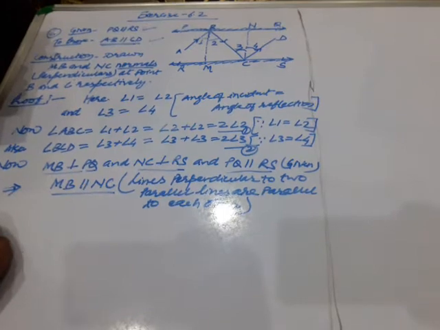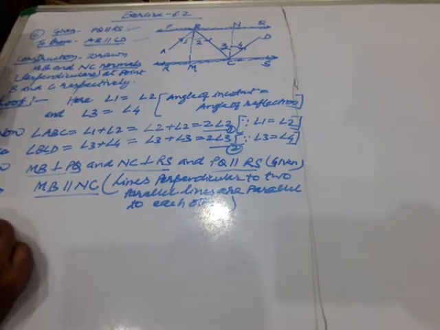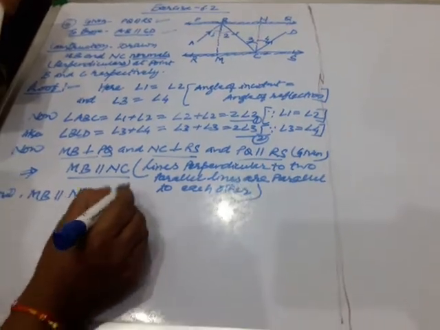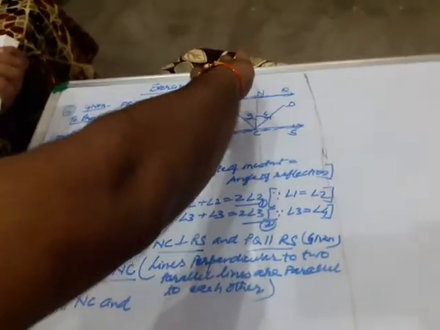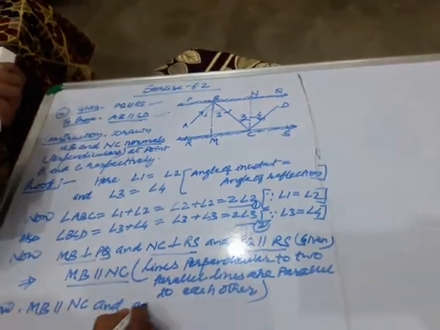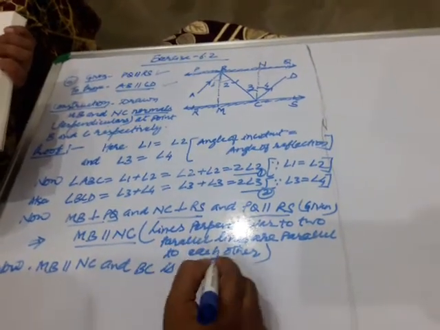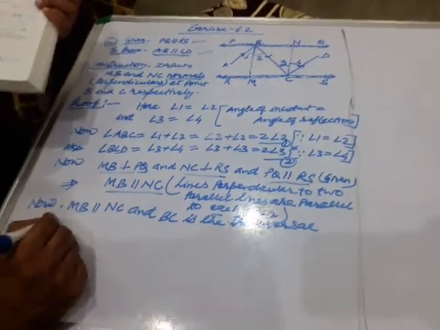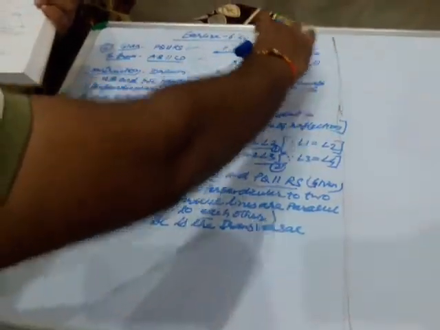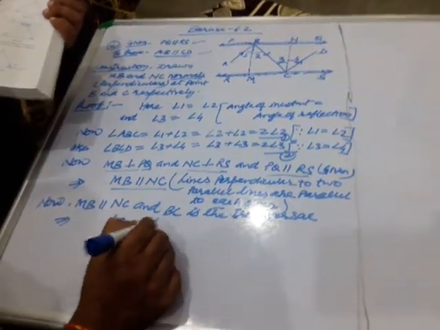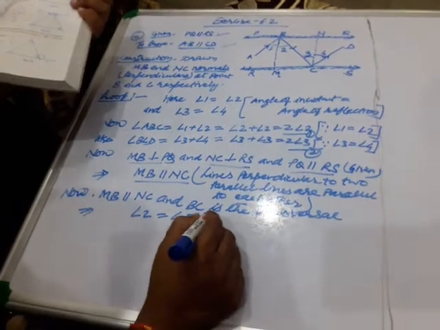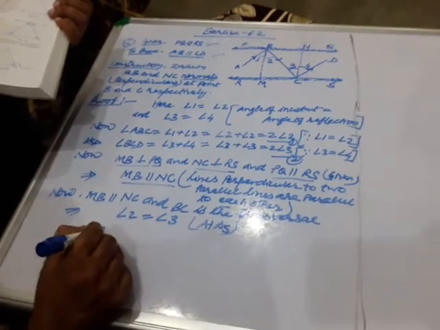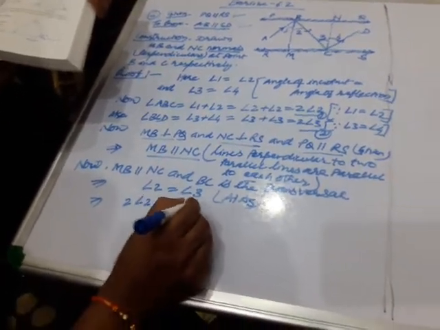Okay children, now MB is parallel to NC, and BC is the transversal. This implies that, see, this is parallel to this and this is the transversal. This implies that angle 2 equal to angle 3. Why? Alternate interior angles are equal. This implies that 2 angle 2 equal to 2 angle 3.